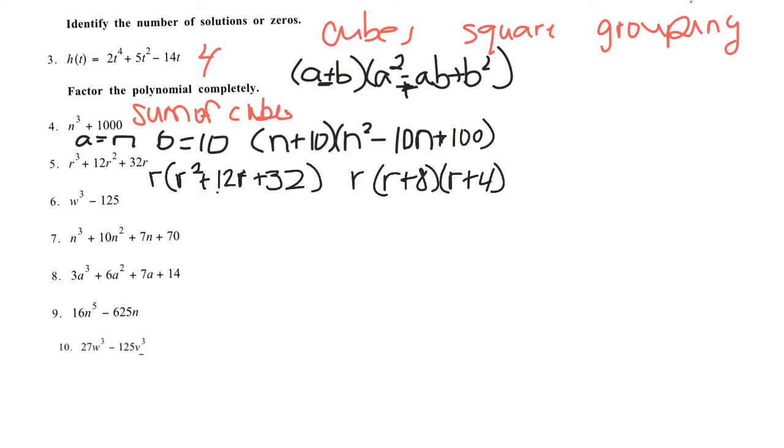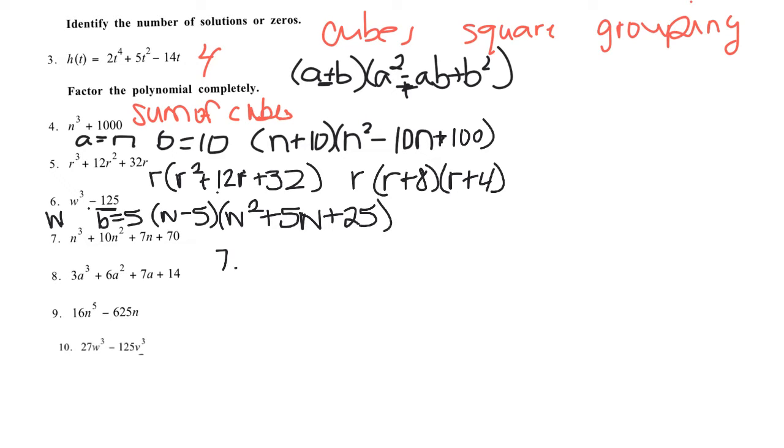Looking at number 6, again, 125 is a perfect cube, so that means B is 5, and W is your A. This is a difference because it's subtraction, so it's W minus 5, W squared, A squared, plus, remember it's the opposite sign, then it's always positive. So 5W, that's your A times B, and 5 squared is 25, so plus 25. And that's not factorable. You can't find two numbers that multiply to 25 and add to 5, so it's not factorable.